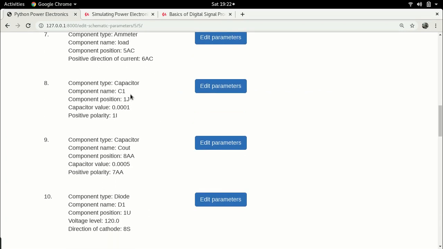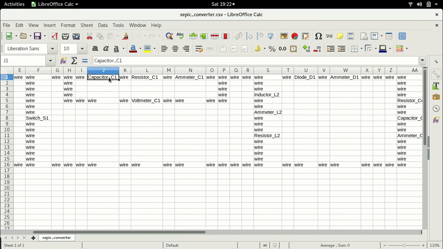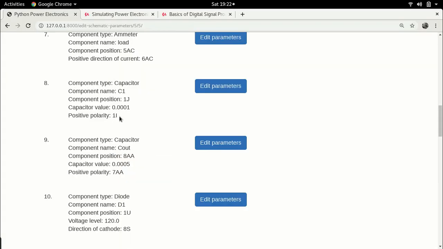The capacitor C1 is here. There is nothing much to do. The positive polarity is just for the sake of debugging. We don't really care. The capacitor value here we've chosen to be 100 microfarad. In the case of a SEPIC converter, we will see that the value of the capacitor can be lower because remember, the capacitor in the case of a SEPIC converter is not totally decoupling.